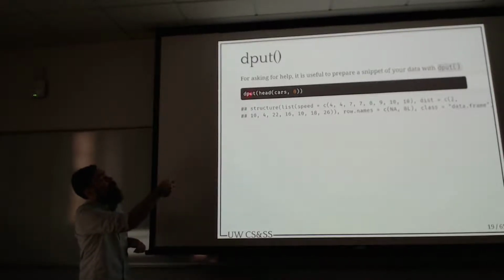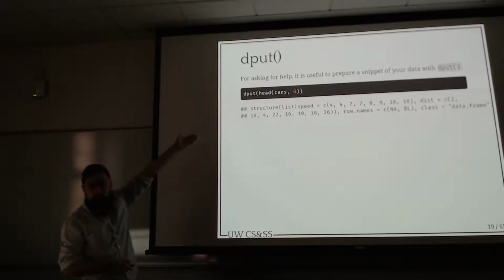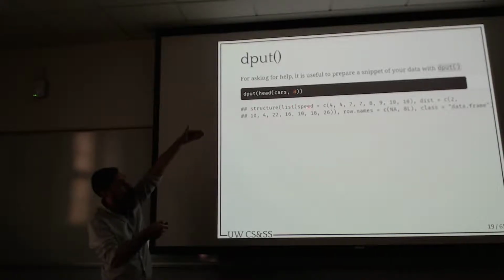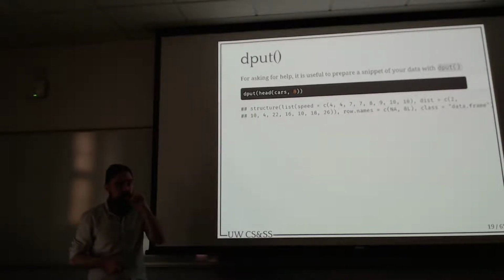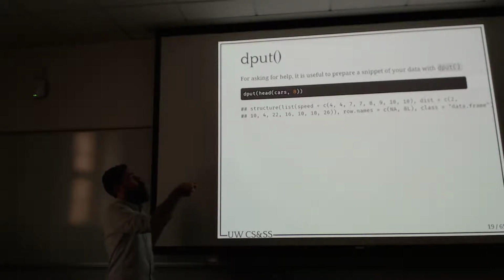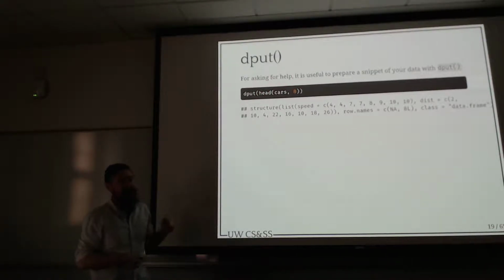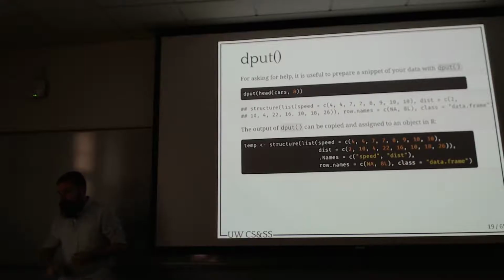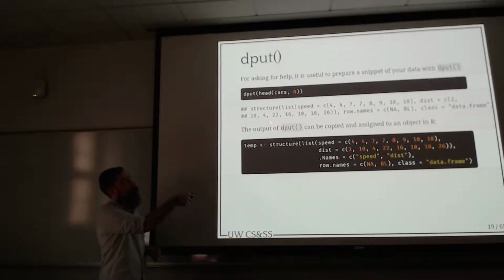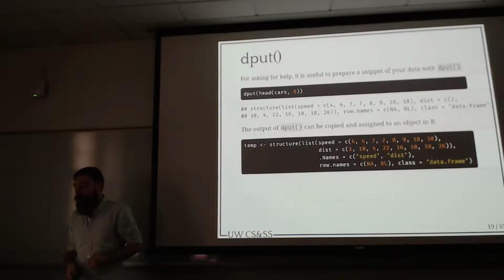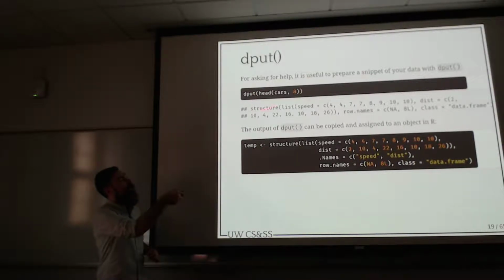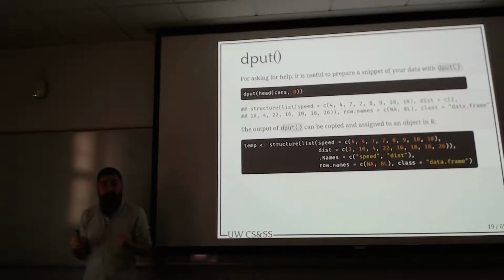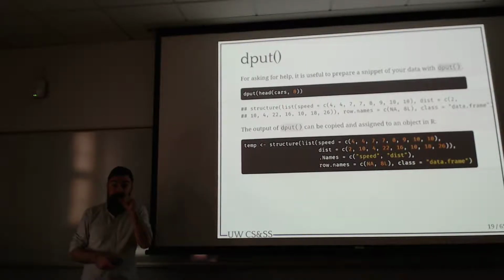If you do something like dput(head(cars, 8)), the output is going to look like this. It's going to say structure, list, speed. These are all the values of the speed variable, all the values of the dist variable, the row names, the class of the object. This is essentially you dumped the head of the cars data as a reproducible, reusable, transportable object. If you copy-paste the output of dput directly into your R console and assign it to something, it will regenerate this original output as an R object.